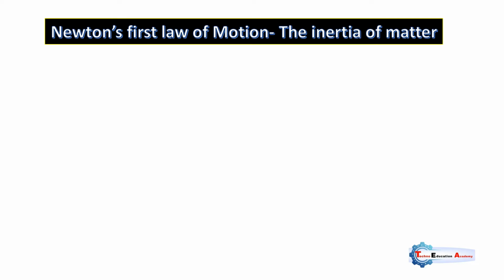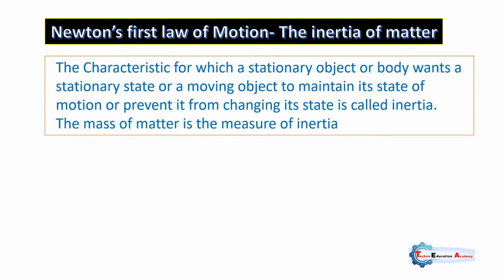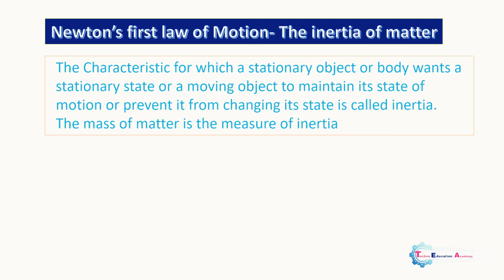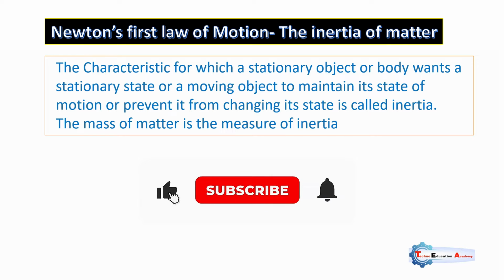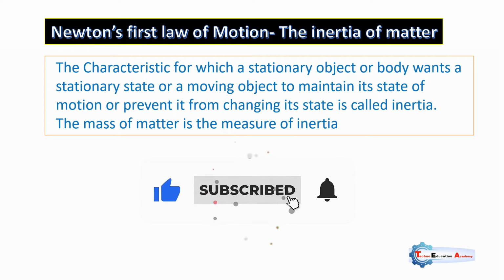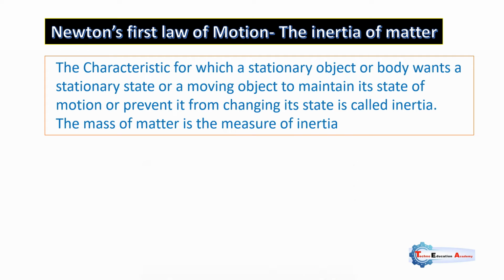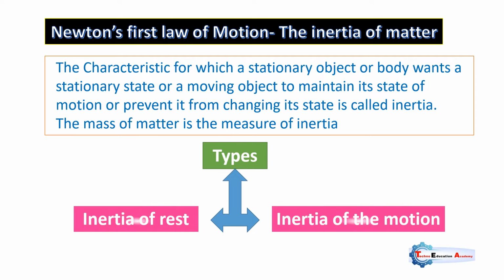Newton's first law of motion, the inertia of matter. The characteristic by which a stationary object or body wants to remain stationary, or a moving object wants to maintain its state of motion, preventing it from changing its state, is called inertia. The mass of matter is the measure of inertia. There are two types of inertia. The first one is inertia of rest and the second one is inertia of motion.